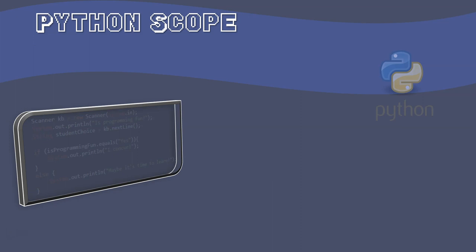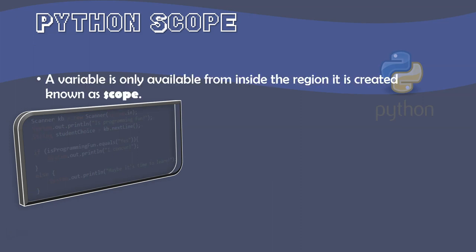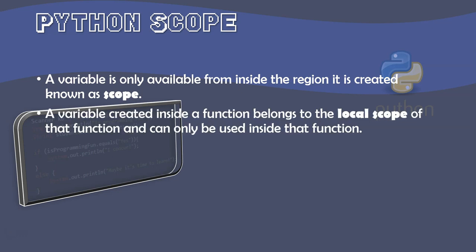So Python, of course, has its own scope of how variables are used. A variable is only available from inside the region it is created. This is known, of course, as scope. We're familiar with this a little bit in Java. We have local variables, instance variables, stuff like that. Well, for Python, a variable created inside of a function belongs to what is known as the local scope of that function and can only be used inside of that function.